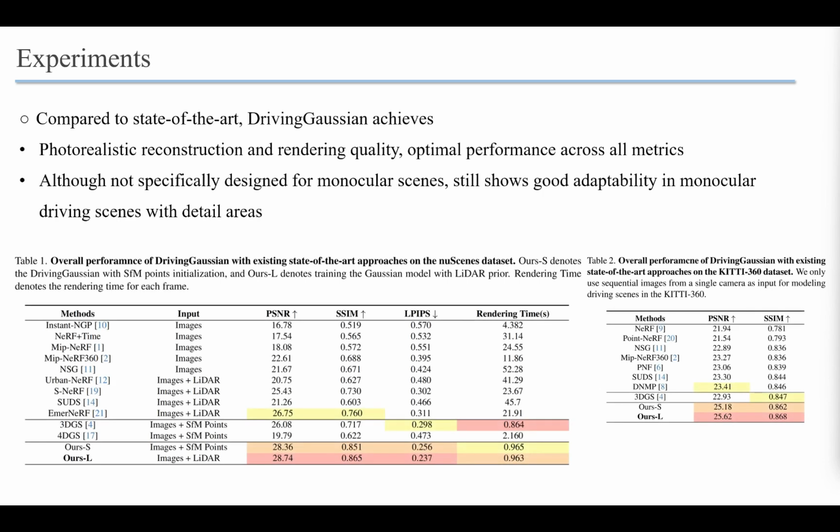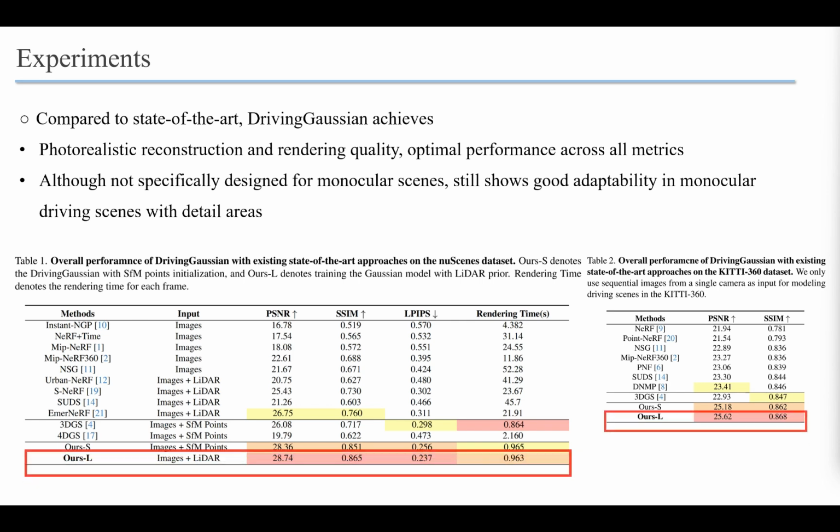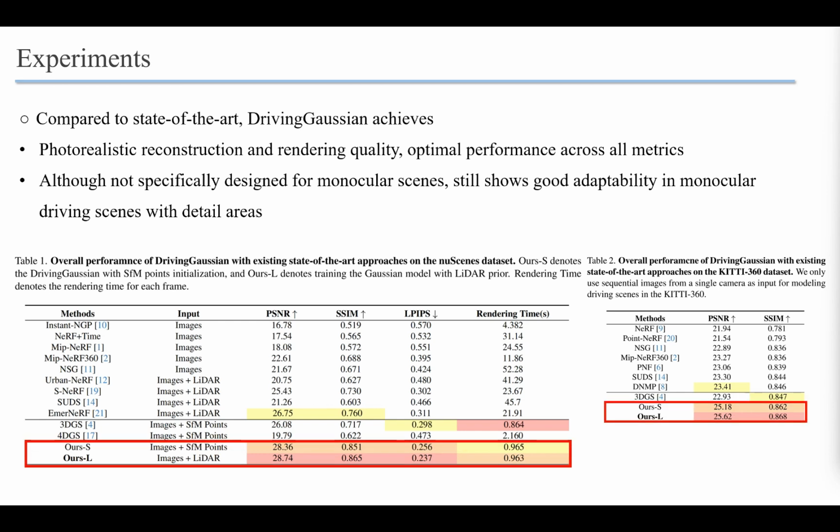Compared to state-of-the-art methods, DrivingGaussian achieves optimal performance across all metrics, with photorealistic reconstruction and rendering quality. We also investigate how DrivingGaussian performs in monocular forward driving scenes. Although not specifically designed for monocular scenes, it still shows good adaptability in monocular driving scenes with detail areas.